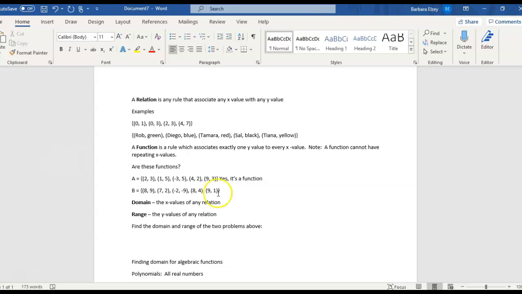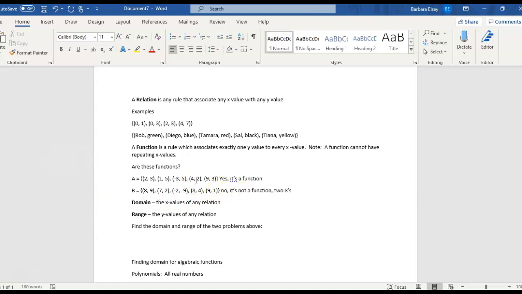On the other hand, let's look at B. 8, 7, -2, 8. We can't have repeating x values. So we have two x values that are the same. This is not a function because it's got those two 8s. Okay? All right, so let's get a few more definitions.